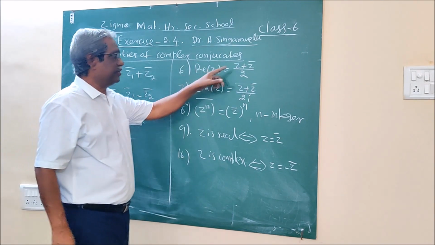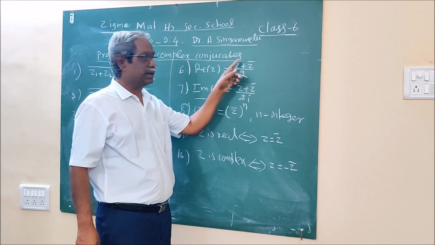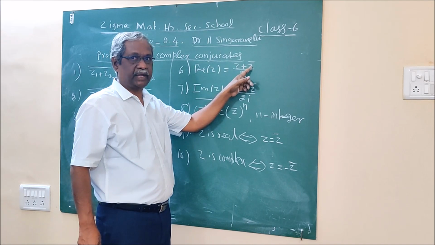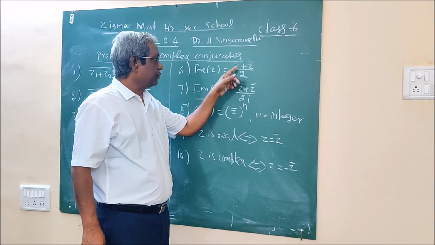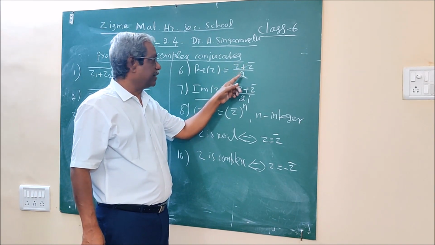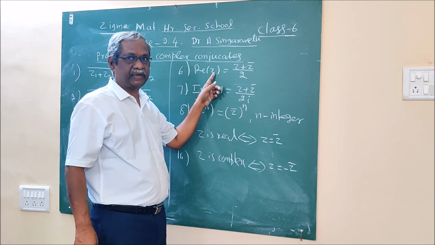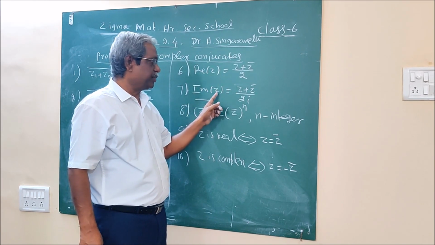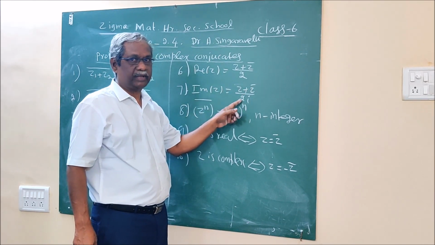Then if Z is a complex number and Z bar is its conjugate, you find the sum Z plus Z bar divided by 2, we get the real part of Z. The imaginary part is Z minus Z bar by 2i. It's a formula.